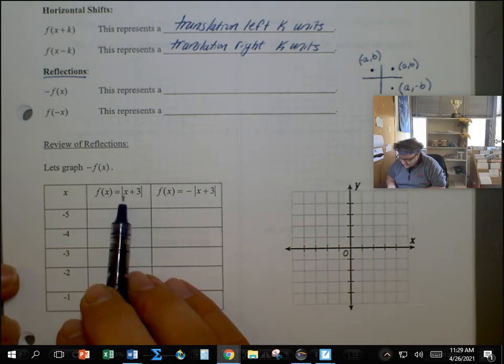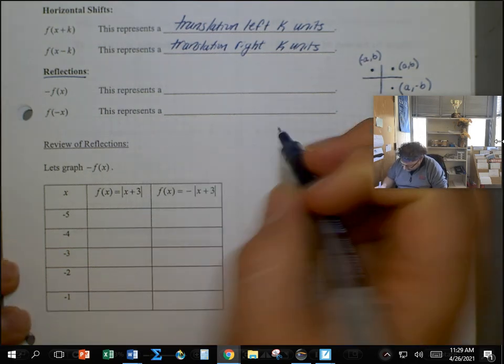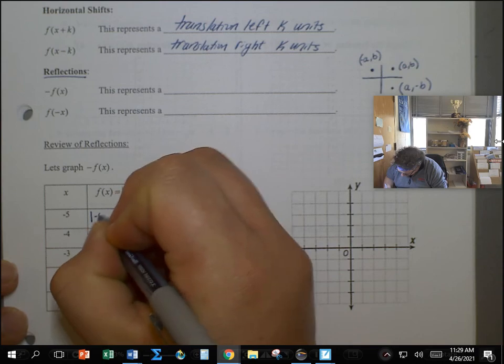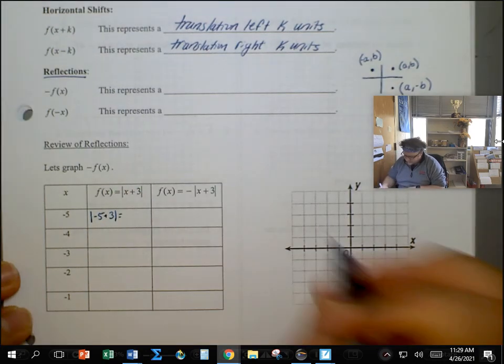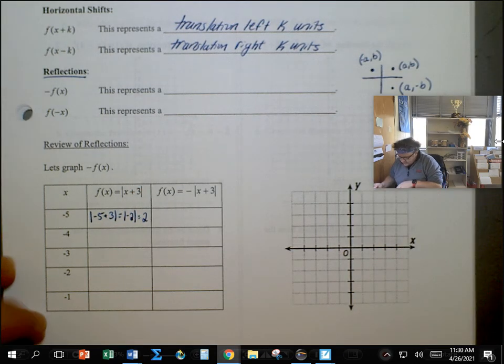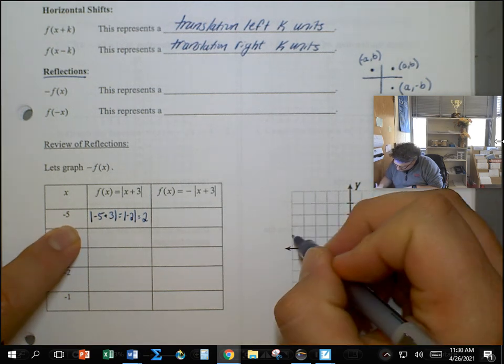F of x is the absolute value of x plus 3. So we would plug that in, and we get absolute value of negative 5 plus 3, which is the absolute value of negative 2, which just equals 2. So we're going to have negative 5 comma 2, 1, 2, 3, 4, 5, and 2 up.